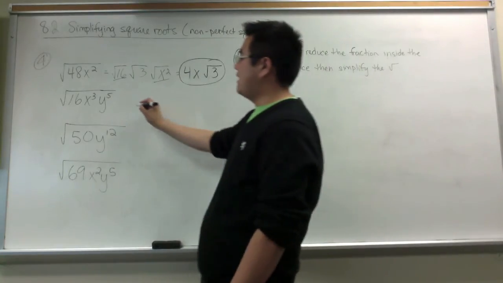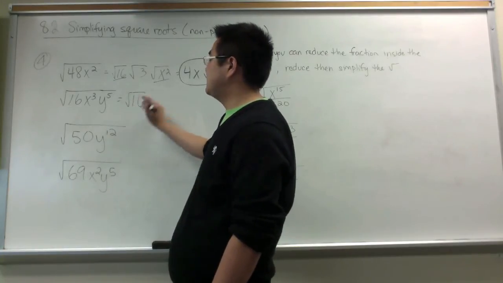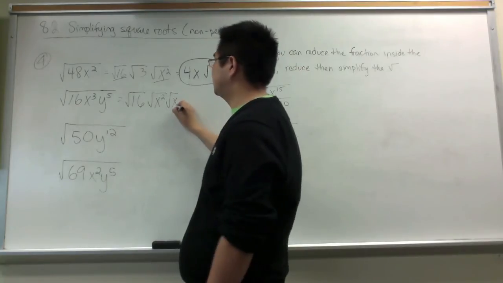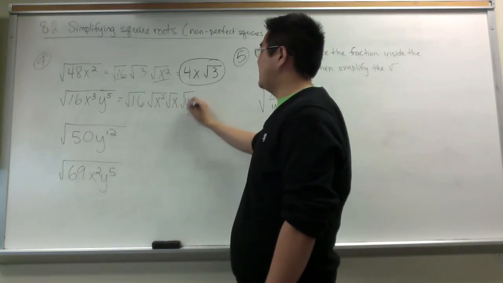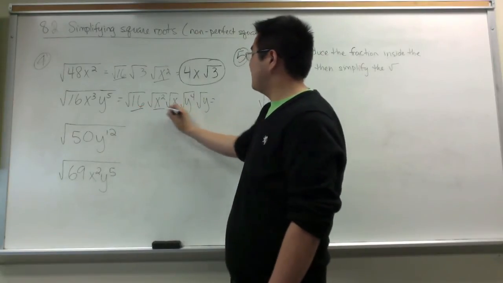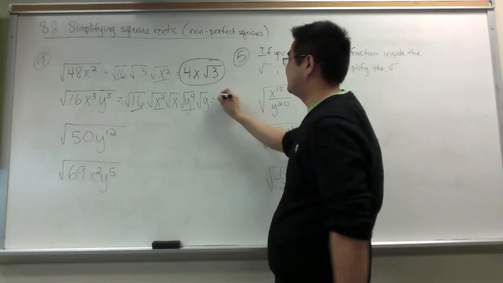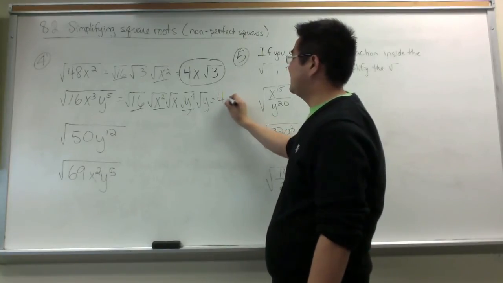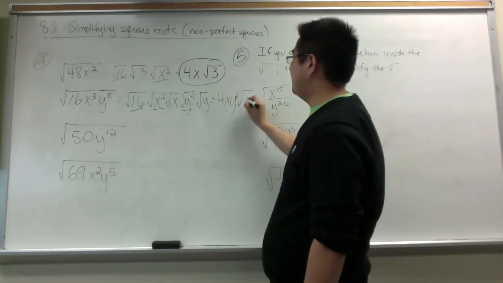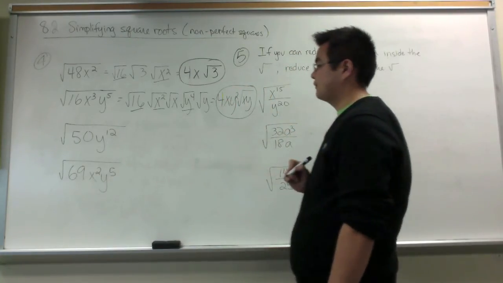In my next example, the square root of 16 is going to remain the same because 16 is already a perfect square. X cubed is going to turn into x squared and x. Y to the 5th will be y to the 4th and y. I'm going to underline all my perfect square radicals and simplify them. The square root of 16 is 4. The square root of x squared is x. The square root of y to the 4th is y squared. And then I have xy left inside the radical.